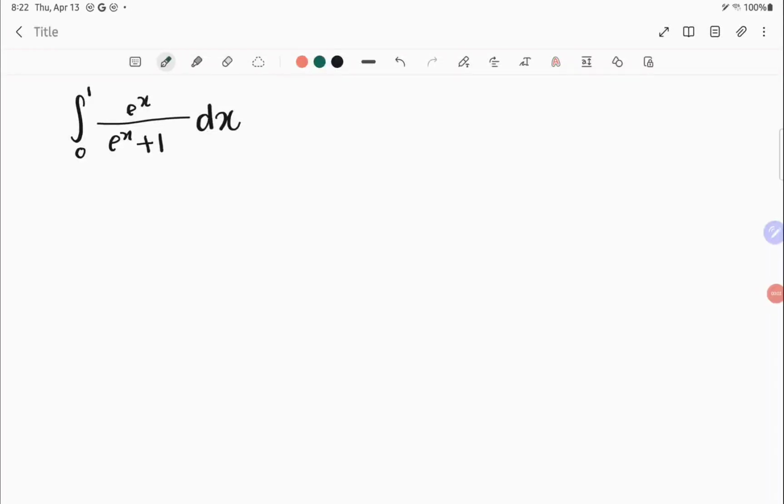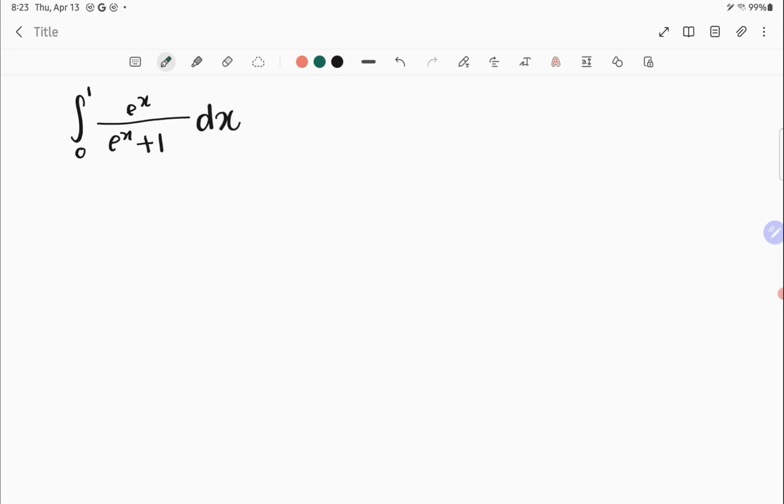Hey guys, so today we have a problem which involves U-substitution, and that is integration of e to the power of x over e to the power of x plus 1 dx, and that ranges from 0 to 1. So as usual, pause the video and give this problem a go. Alright, so hopefully you paused the video, and I'm going to go over the solution right now.